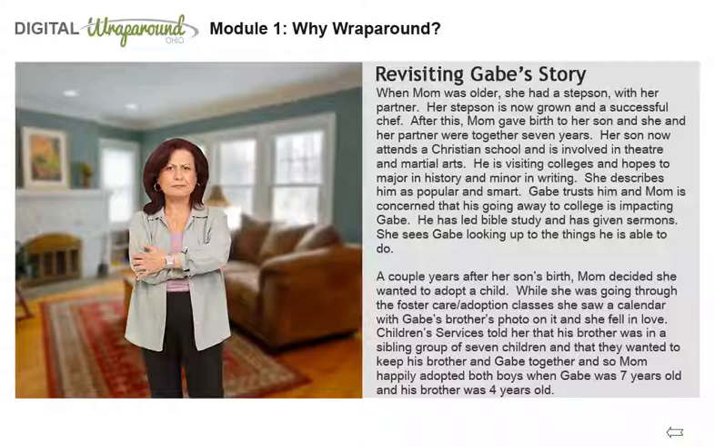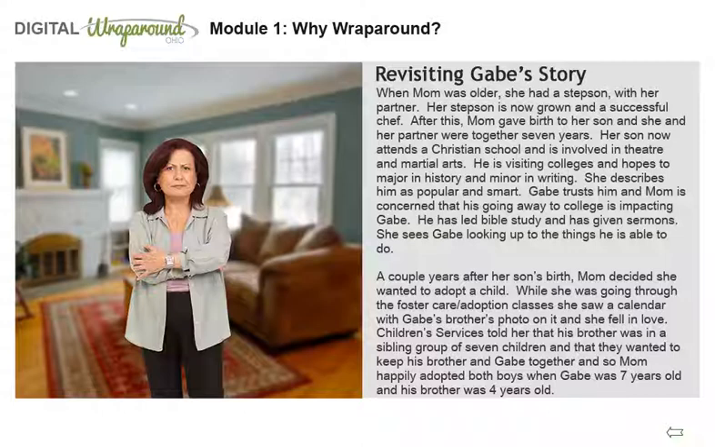Her son now attends a Christian school and is involved in theater and martial arts. He is visiting colleges and hopes to major in history and minor in writing. She describes him as popular and smart. Gabe trusts him, and mom is concerned that his going away to college is impacting Gabe. He has led Bible study and has given sermons. She sees Gabe looking up to the things he is able to do.